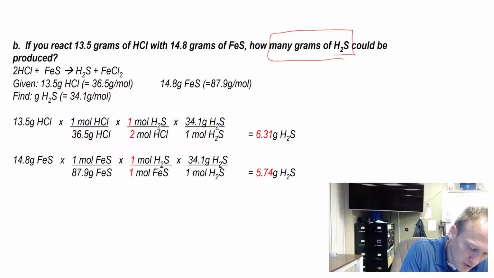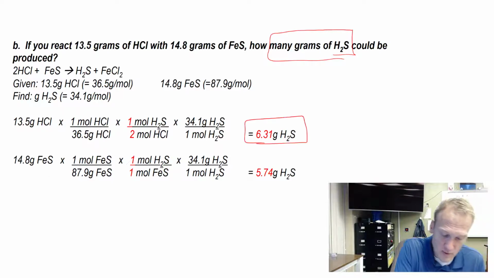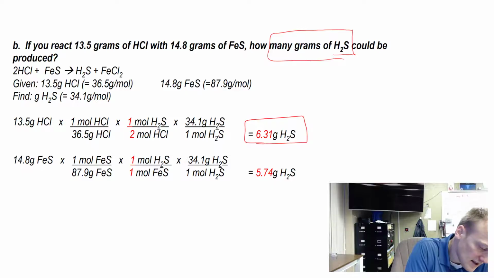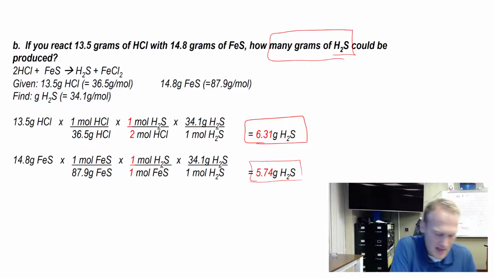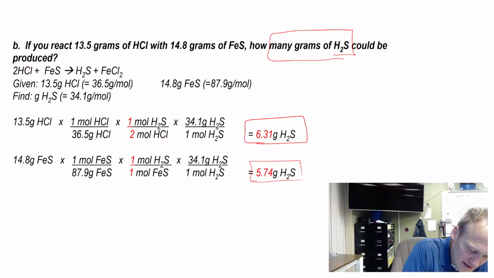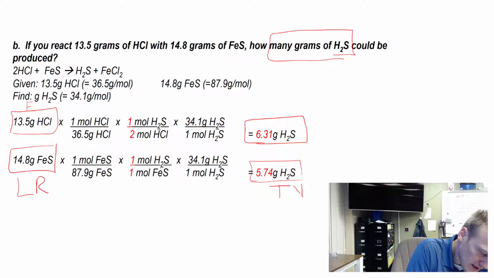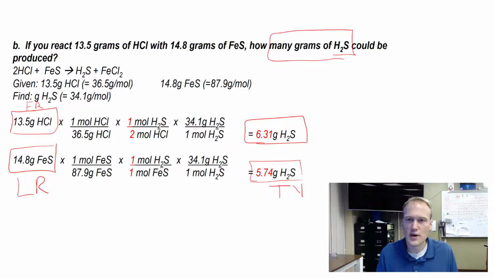We have 6.31 grams of hydrosulfuric acid from 13.5 grams of hydrochloric, and then 5.74 grams of H2S from the iron sulfide. What does that mean? That means that this right here, the least amount, is my theoretical yield. It means my iron sulfide will be my limiting reactant, and then hydrochloric acid will be my excess reactant. So really this is just gram to gram stoich and then identifying parts.